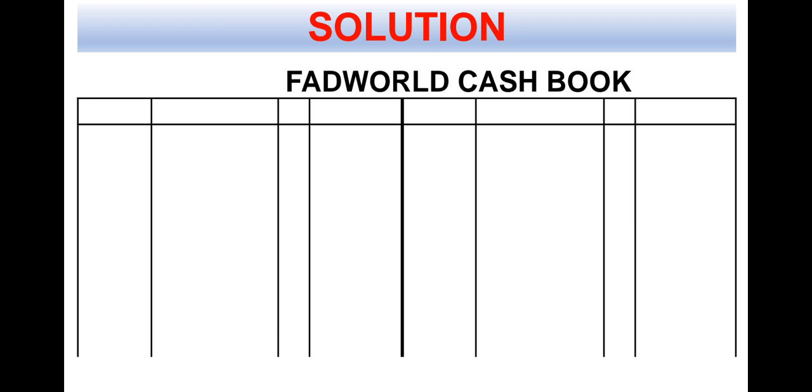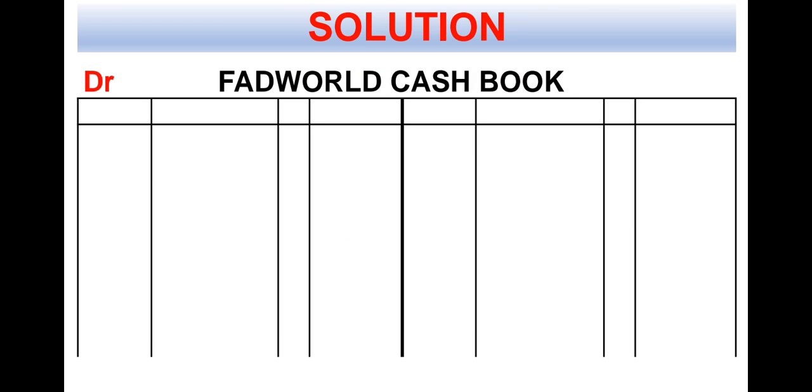21. So the solution, the first thing we write is the title, the name of the company, Fadward Cash Book. So we have our cash book format. At the left hand side, we have the debit side. At the right hand side, we have the credit side. Then we fill in the details. We have date, particulars, folio, amount at the debit side. At the credit side, we also have date, particulars, folio, and amount. So we can now proceed with the preparation of our cash book.